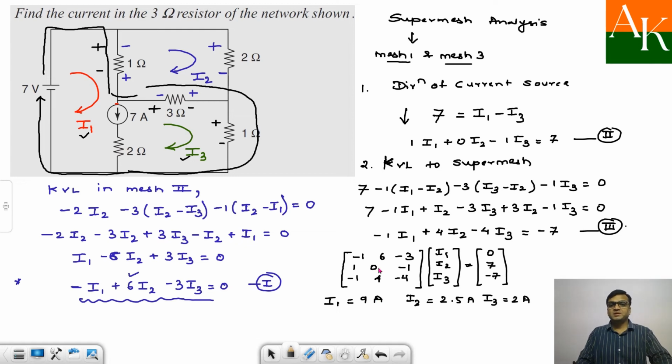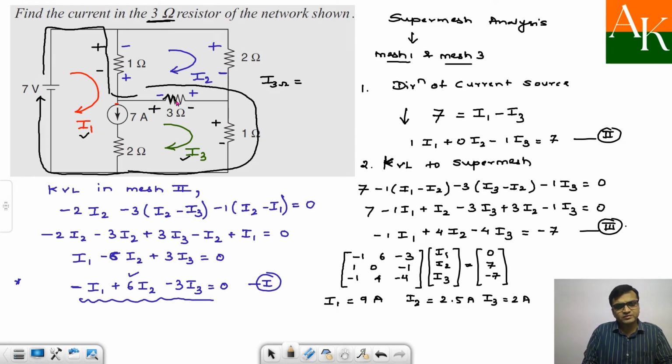But the problem is not over. You have to calculate current through 3 ohm, and there is a 3 ohm resistor over here. Now you decide how you are moving, towards right or left. Don't look at these polarity. You have to write down in terms of I2 and I3. These are the polarities for the voltages.